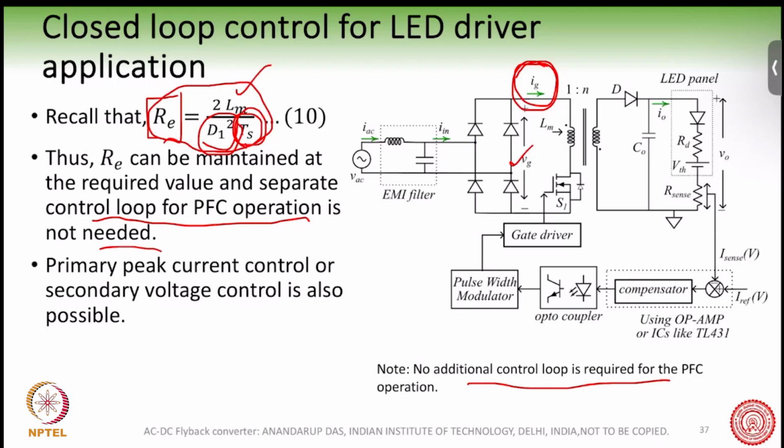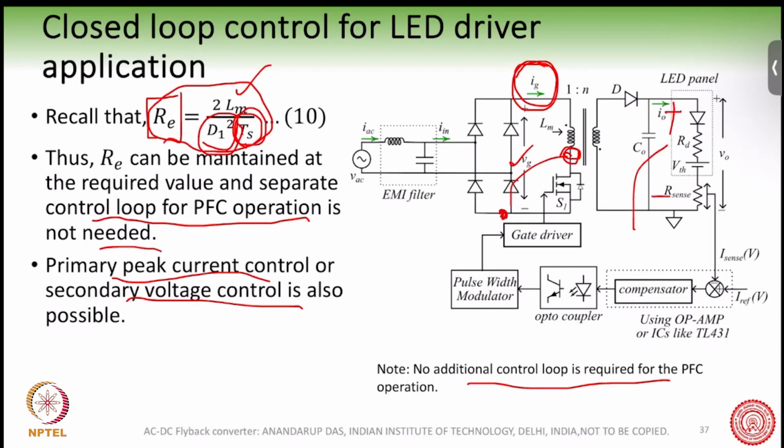There are other types of control system also. For example, you can have a sensing of this current and control it. So this is the primary peak current control. There is also secondary voltage control. Sometimes people try to control this secondary side voltage. Of course, if you control from the primary side, then the isolation requirement is less because your controller will have a ground which is connected to this point here. The ground will be common to this one.